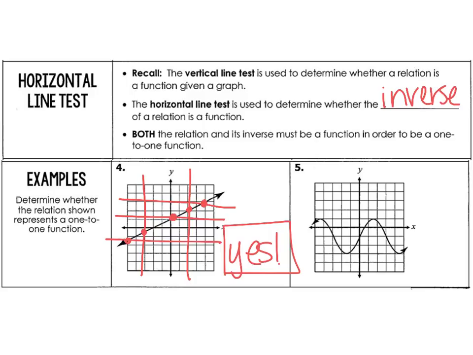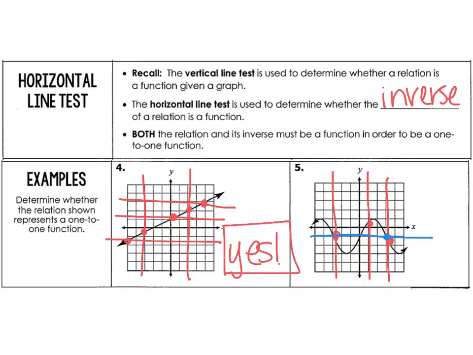First we want to see if the relation is a function, so we want to test it using the vertical line test. It only touches the graph at one point. Now it has to pass the horizontal line test for its inverse to also be a function. So if we were to draw a horizontal line, it can only touch the graph at one point.